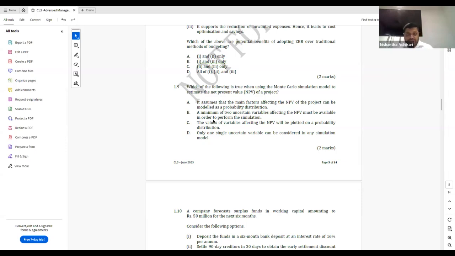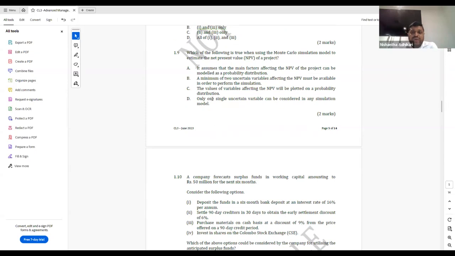Now, ninth question. Which of the following is true when using Monte Carlo simulation model to estimate the net present value of the project?